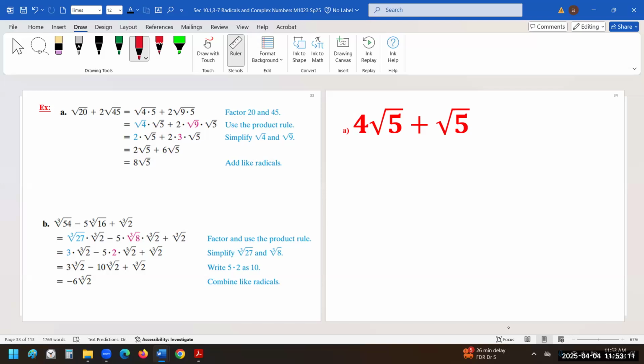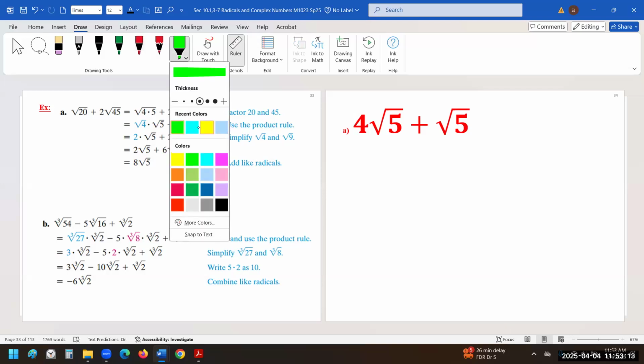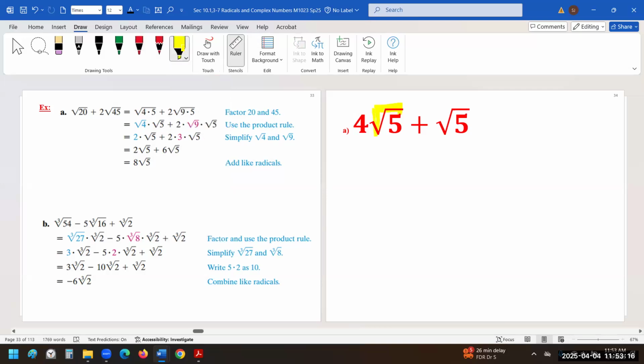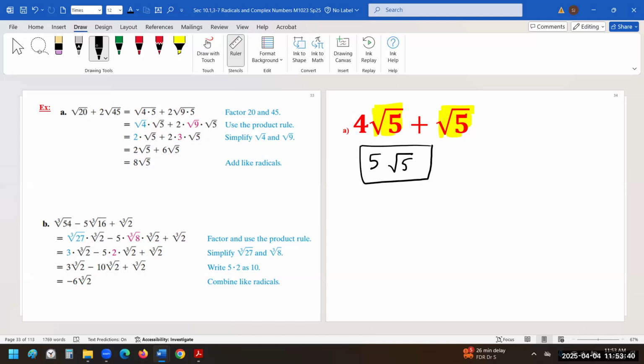Yes. That means our life is easy. We see exactly same thing twice. So we keep that and we combine the coefficients. The first coefficient is visible, 4. But what's the coefficient for the second one? 1. So what is 4 plus 1? 5. So our answer here is 5 square root of 5.